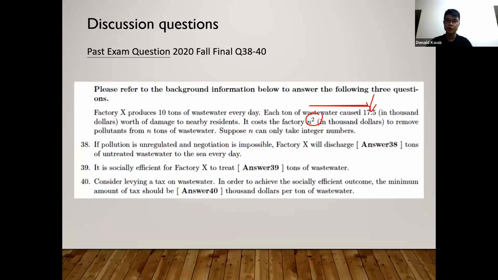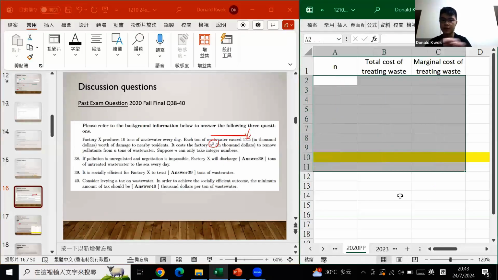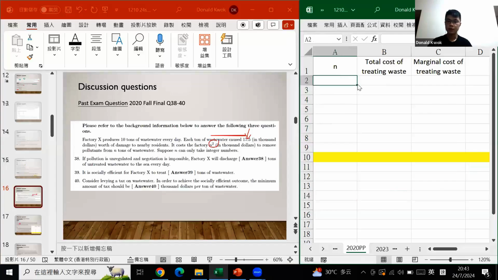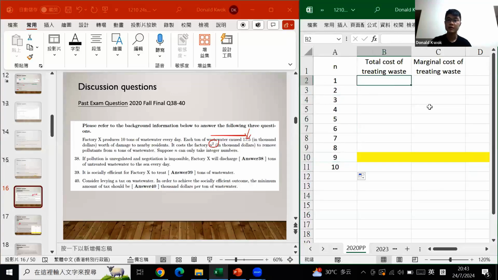Let me take this opportunity to shift my screen to Excel and calculate the table with you. Okay, let me clear everything here. Let's start with the first column, n. The first unit is 1, and then each next cell is the previous cell plus 1. Just pull down to obtain the whole column from 1 to 10, because we have 10 tons of wastewater. So how about the total cost? It is n squared, right? The total cost of treating wastewater.